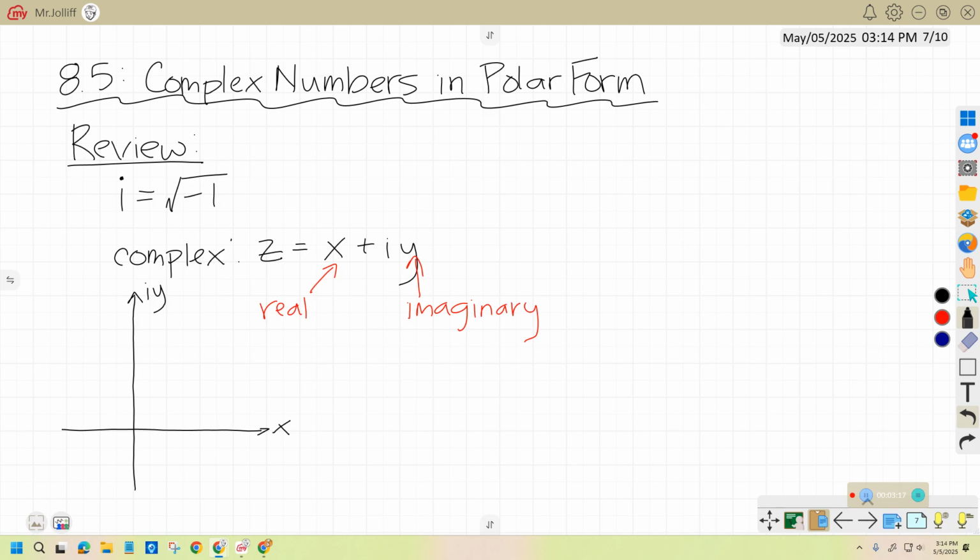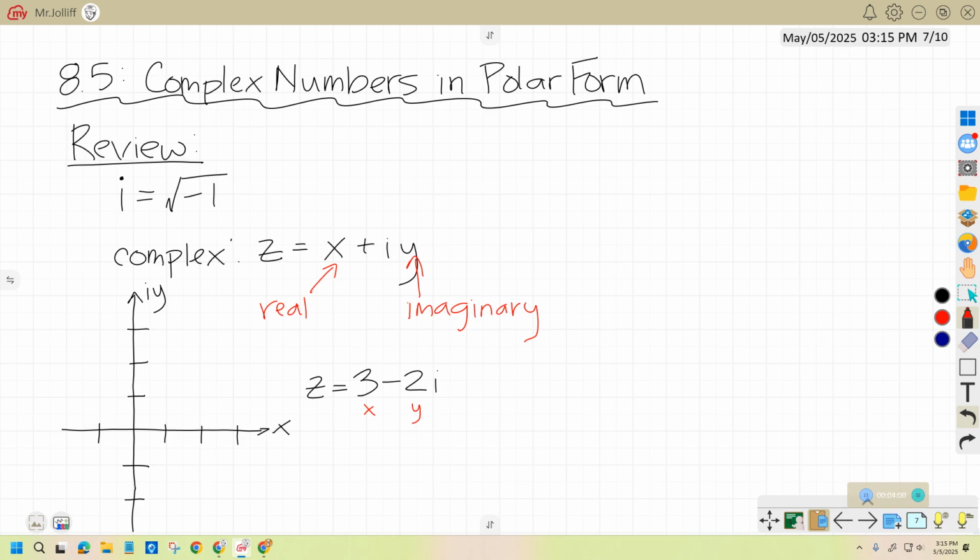So, for example, if I wanted to plot the point z equals 3 minus 2i, I know the real number, the thing that doesn't have the i, is the x piece. The number in front of the i is the y piece. Words are hard today.